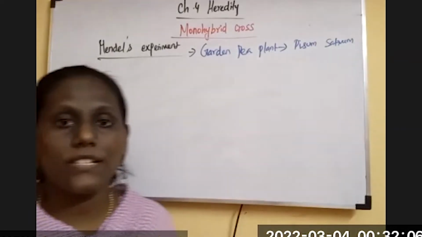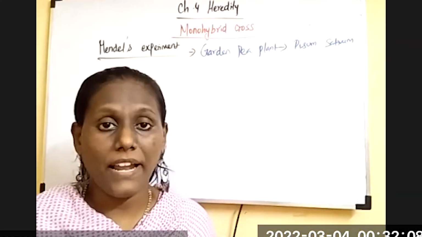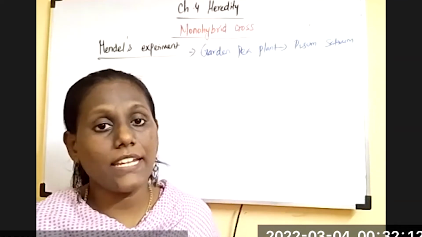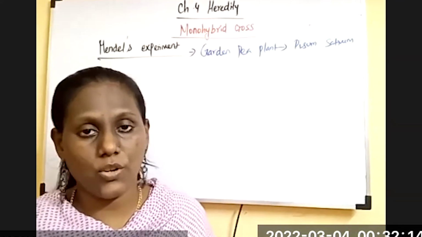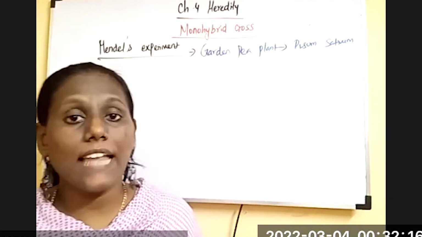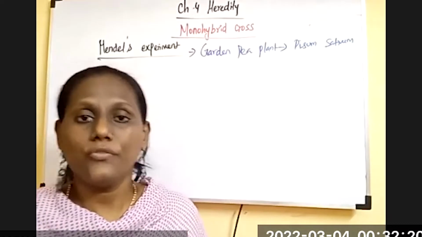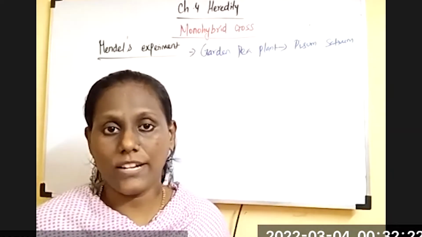Why did he choose this garden pea plant? In the sense, it is very easy to grow, easy to maintain, and it can do both self and cross pollination. And it's an annual plant. It can yield very soon. The yield will be very soon. So for these reasons, he chose the garden pea plant.